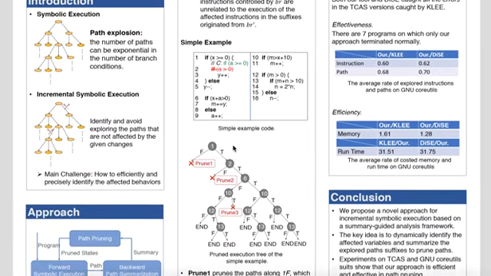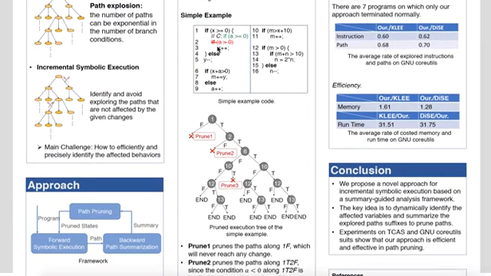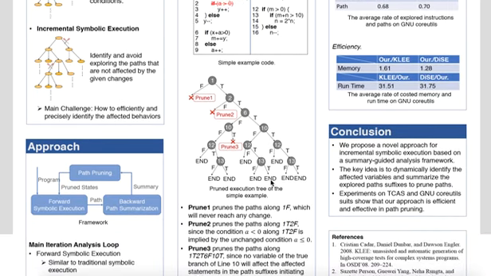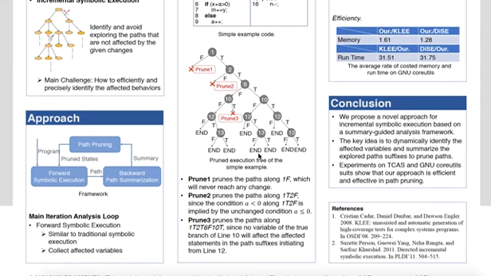Consider this simple example. It contains only one change, which changes the operator from greater than to greater than or equal to. The following figure is the execution tree after some paths are pruned by our approach. First, these paths are pruned because they will never reach any change. Second, these paths are pruned because they only encounter their change at line 2, and the changed condition A is less than 0 is implied by the before unchanged condition A is less than or equal to 0.